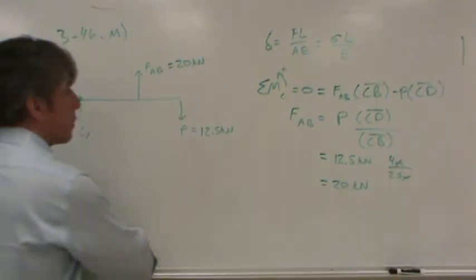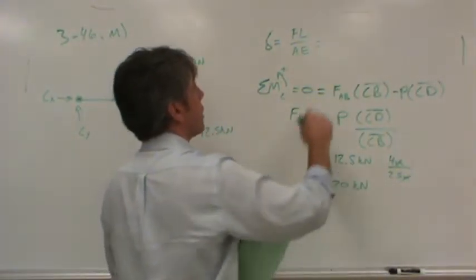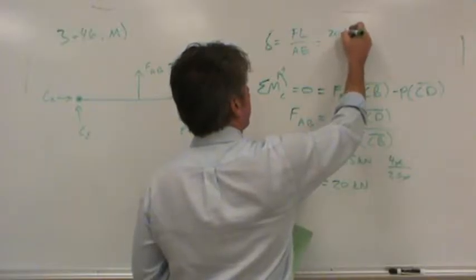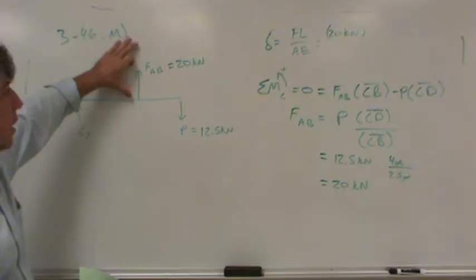Now we know how much force is in rod AB. Let me get rid of this part. Let's start plugging in numbers here. So 20 kilonewtons. That's the force applied to the rod. What is the length of the rod?